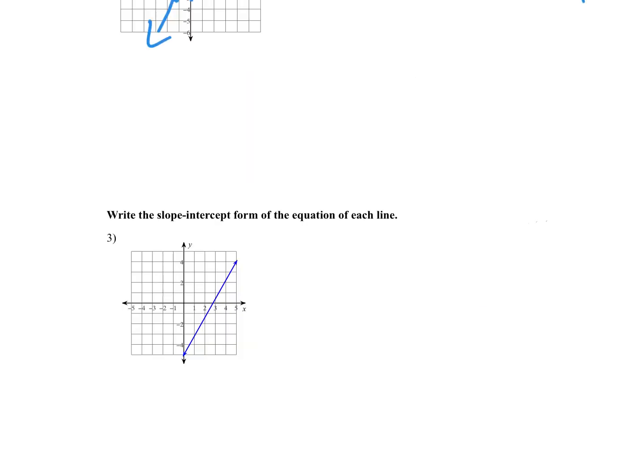So for this one, they give you the graph and they want you to find the equation. So the y-intercept is right here, which is negative 5. So there's your b, negative 5. And your slope, if you look at these 2 points, are up 1, 2, 3, 4, 5, 6, 7, 8, 9, and over 1, 2, 3, 4, 5. And the slope is positive. So we're ready to write our equation. y equals 9/5 x minus 5, and that should be your answer.